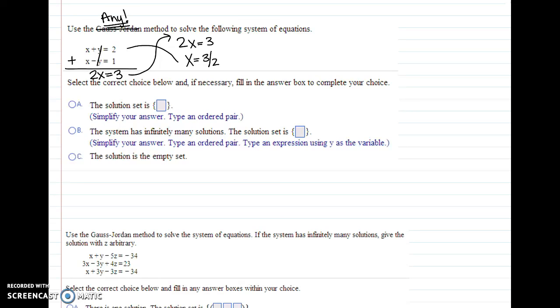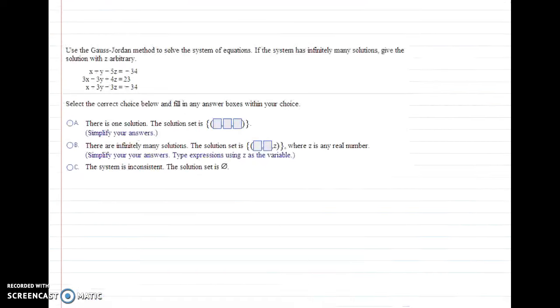Okay, I'm plugging that back into the original equation, 3/2 plus y equals 2, and I solve that and I get y equals 1/2. So the solution set is 3/2, 1/2. You can use Polysmelt, you get exactly the same answer. Doesn't matter to me.